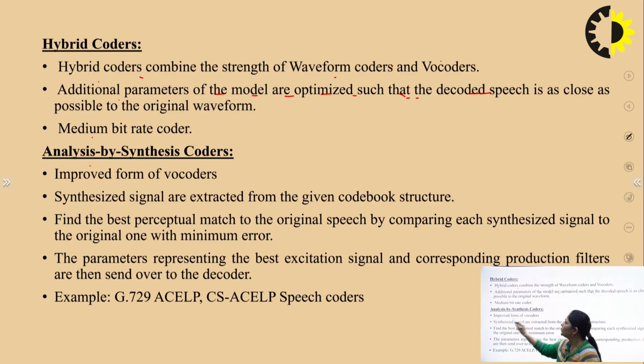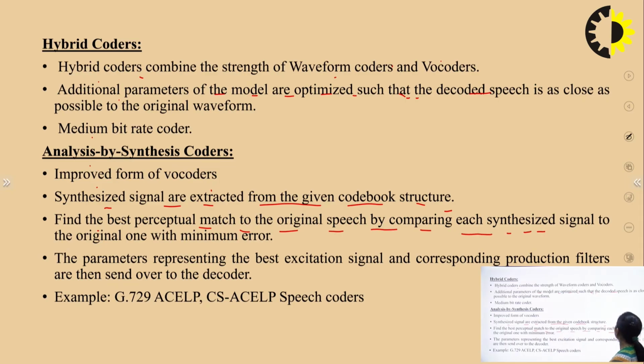Analysis by synthesis coder, an improved form of vocoders. Synthesized signals are extracted from the given codebook structure. Codebook is provided. Find the best spectral match of the original by comparing each synthesized signal to the original one with the minimum error. The parameters representing the best excitation signal and corresponding prediction filters are then sent over to the decoder. Examples: G.729, ACELP and other speech coders.